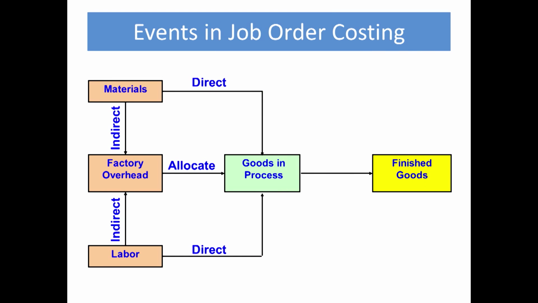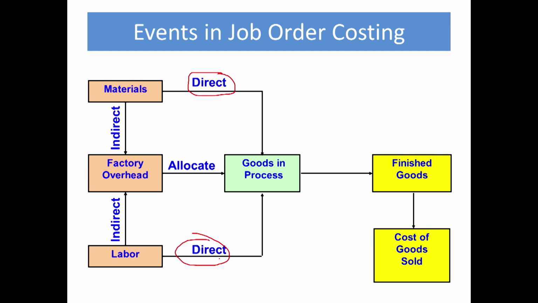And I've gone through this slide many times, but once again, we know that the direct materials and direct labor can get directly traced to the goods in process or work in process. All this factory overhead, though, needs to be applied or allocated or assigned to it. Okay? Eventually, all those product costs get to this goods in process. Then eventually it becomes finished goods, and then eventually it moves to the income statement when it becomes sold.